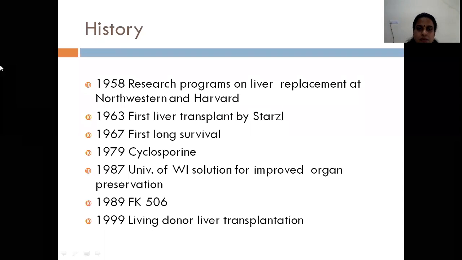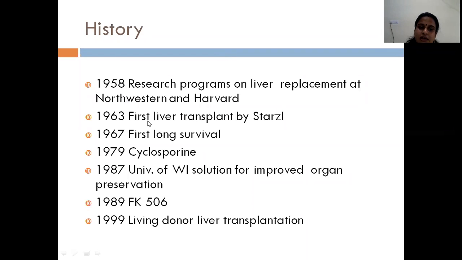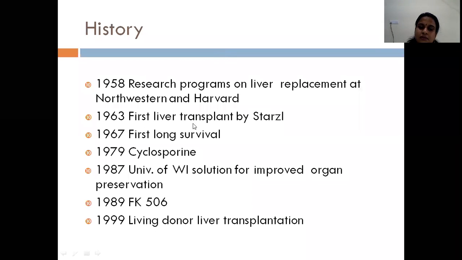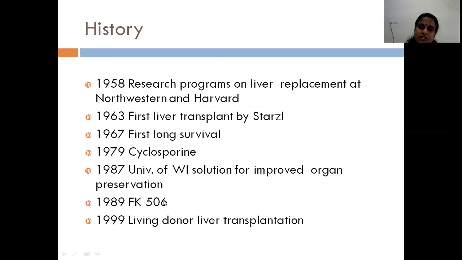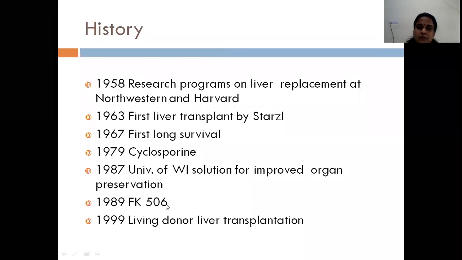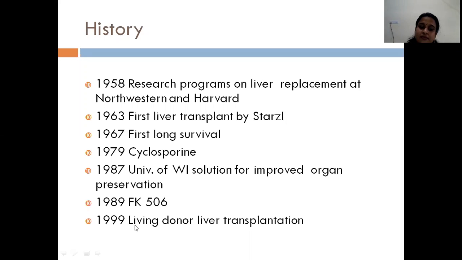Coming to liver transplantation, a brief history. Initial research programs on liver transplantation started as early as 1958. I told you the first liver transplantation was done by Starzl. After the introduction of cyclosporin and the University of Wisconsin solution, we started getting improved organ preservation and hence organ procurement, and finally deceased donor liver transplantation also became successful. First living donor liver transplantation was done in 1999.